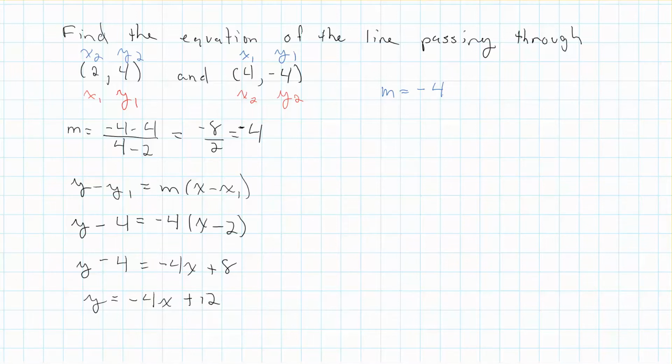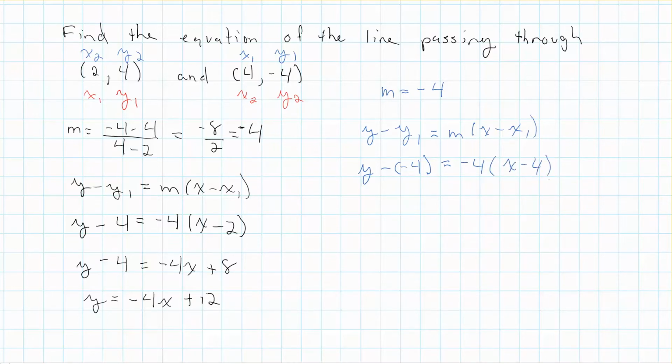Alright, so we already know the slope's going to be -4. But let's look at what would happen with the point slope form here. We have y minus y1 is equal to m times x minus x1. But then what we'd have here now is y minus -4 is equal to -4 times x minus 4. So lots of 4's all over the place.